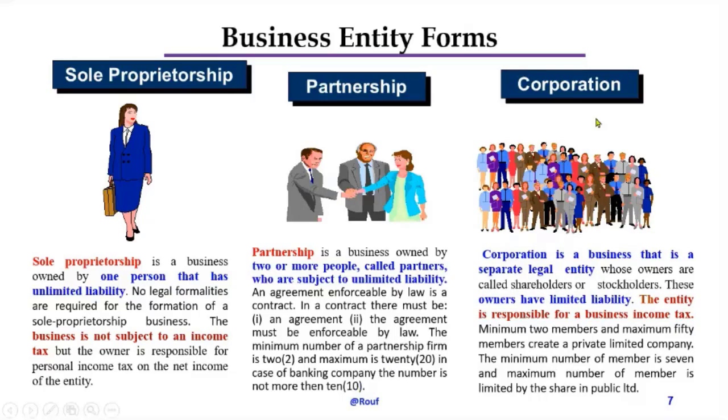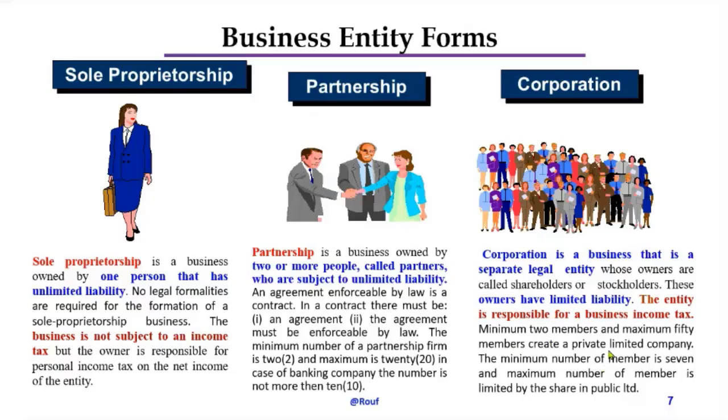Third one, corporation. Corporation is a business that is a separate legal entity. Those owners are called shareholders or stockholders. These owners have limited liability. The entity is responsible for a business income tax. Minimum 2 number of members and maximum 50 members can create a private limited company.